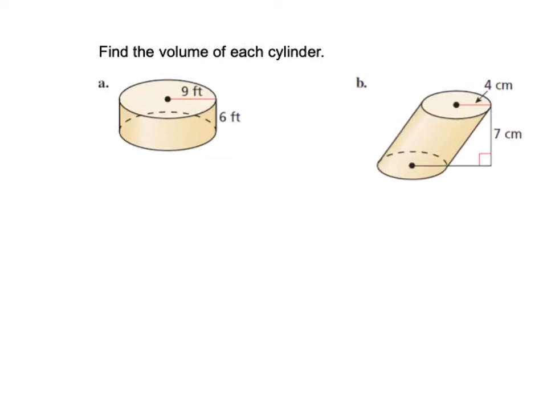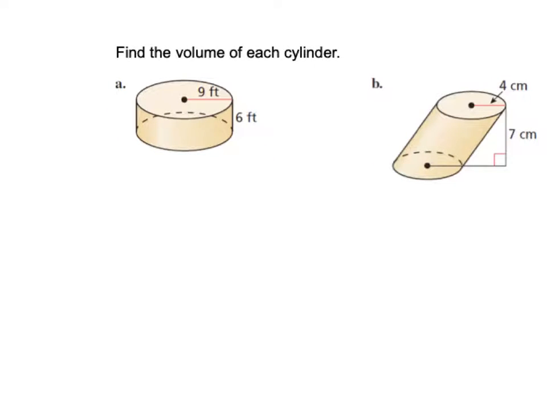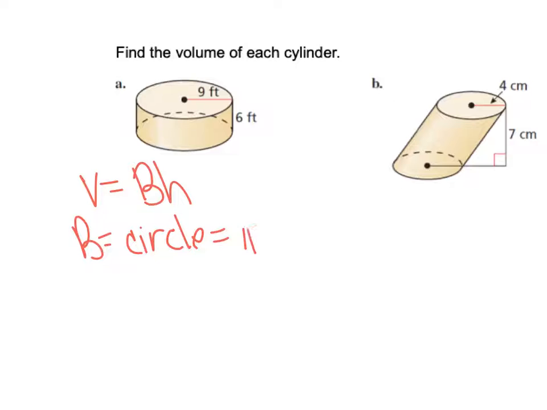Okay, now we just have some cylinders. I have a regular cylinder and a cylinder that is slanted. So we'd have the volume is going to be the area of the base times the height. Same thing as always. So our base is a circle, so we're going to use pi r squared. That's the area of a circle. So our base is going to be, the radius is 9. So we're going to have 81 times pi.